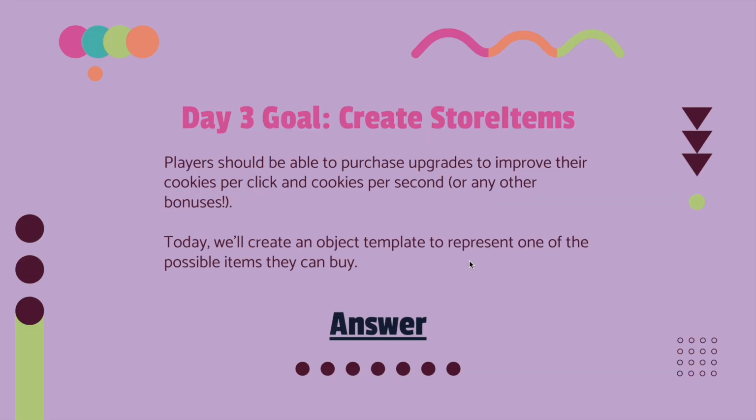So our goal for today is to create store items. Players should be able to purchase upgrades to improve their cookies per click and cookies per second, or any other things that you might want to add. Today we'll create an object template to represent one of the possible items they can buy.